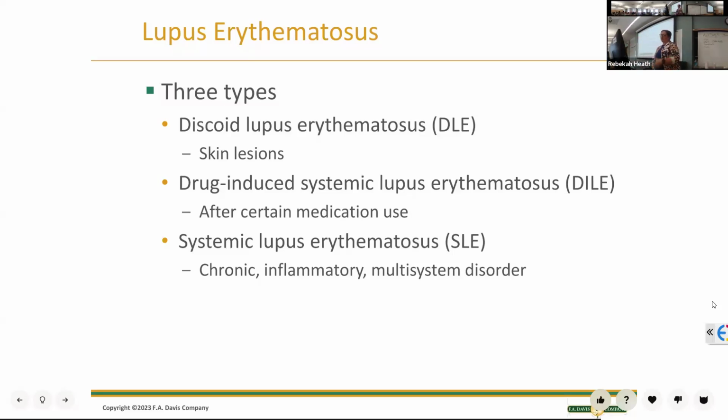Okay, lupus. Three types of lupus. Usually you're going to see systemic lupus, or SLE. But it's important to know that's not the only type of lupus. Discoid lupus erythematosus, hard to say, right? Skin lesions, just affects the skin. You had a question on that, I think, on your homework review. You might have drug-induced lupus, which usually resolves after certain medication use. But like I said, systemic lupus is what you're most likely going to see when you have a patient that has lupus.